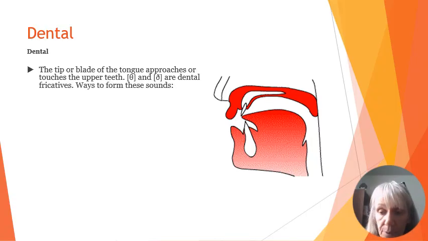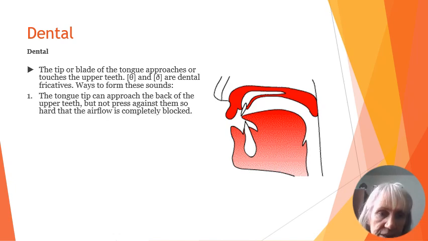The tip or the blade of the tongue approaches or touches the upper teeth. It doesn't necessarily have to be touching, but it has to be approaching. It can be behind, or it can be like this. So we see this in the "th" in "thing" and "the". Okay, so the tongue is actually touching the upper teeth, and these are fricatives because I'm hearing that hissing sound.